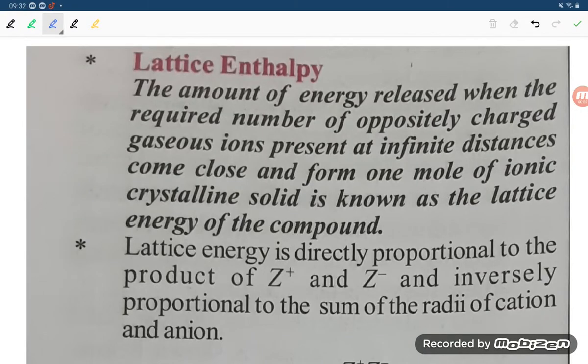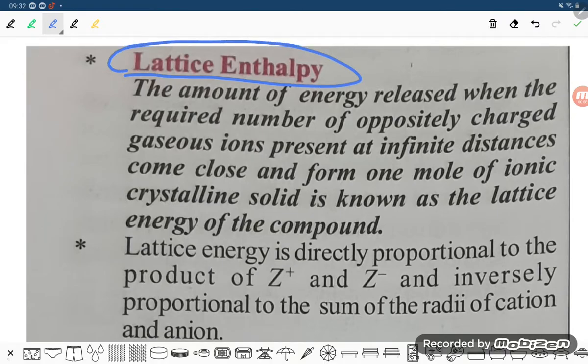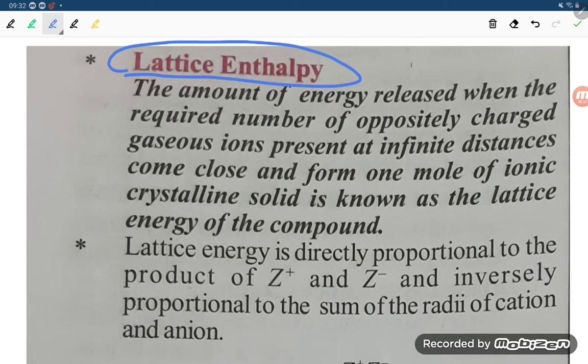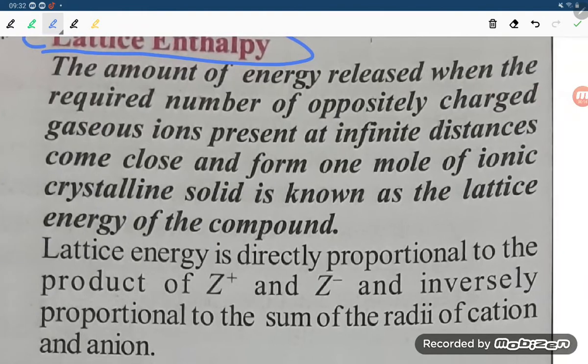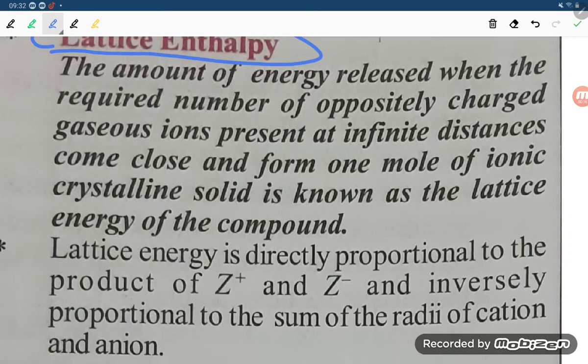Hello, good morning, friends. Now let us try to understand lattice enthalpy. That also I have taken from the Narayana book only. So how can you understand lattice enthalpy, students? Let us read out the slides, and then we will try to explain it.